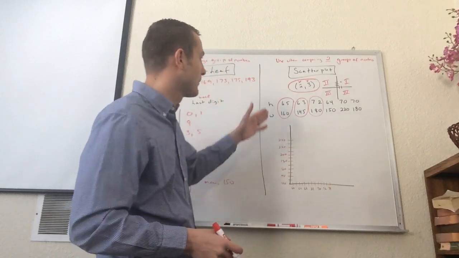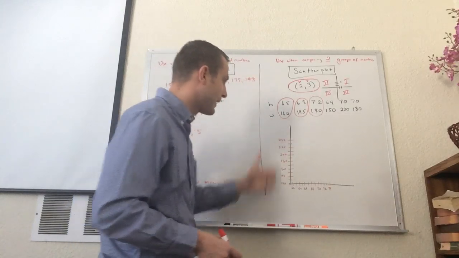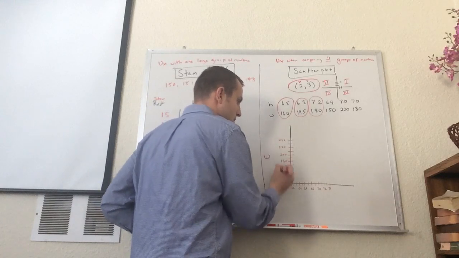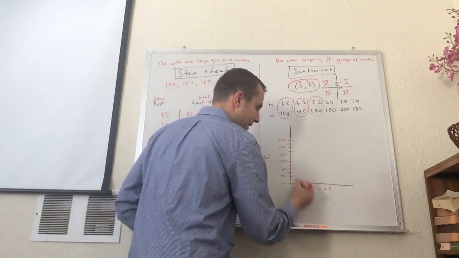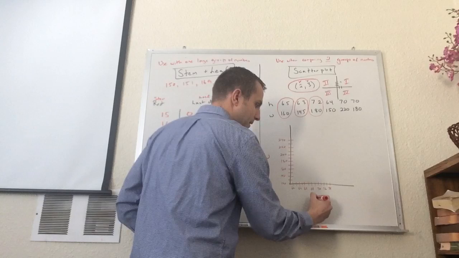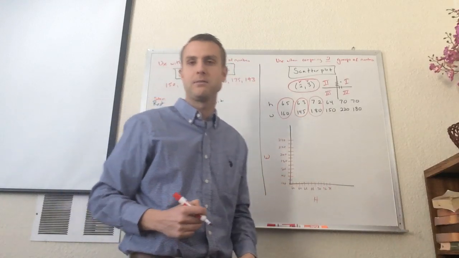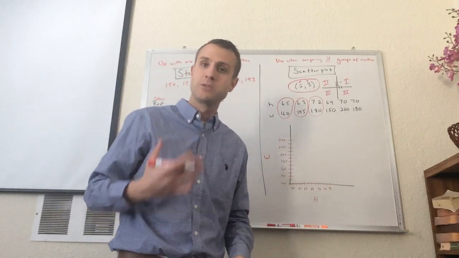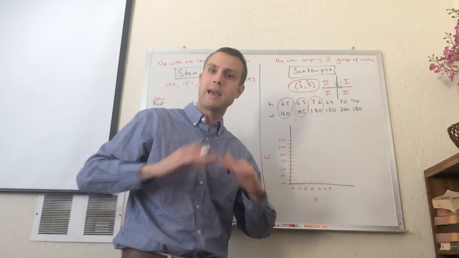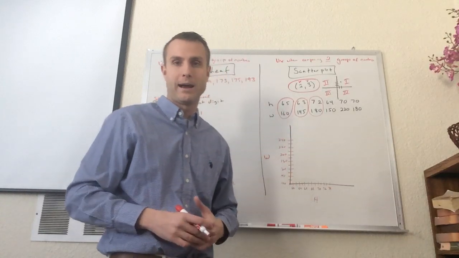Finally, notice I put my weights up and down. So my weight numbers are up and down. That would be the y-axis. And then my height numbers are left and right. That would be my x-axis. So make sure you choose one to be the x and then the other one to be the y.